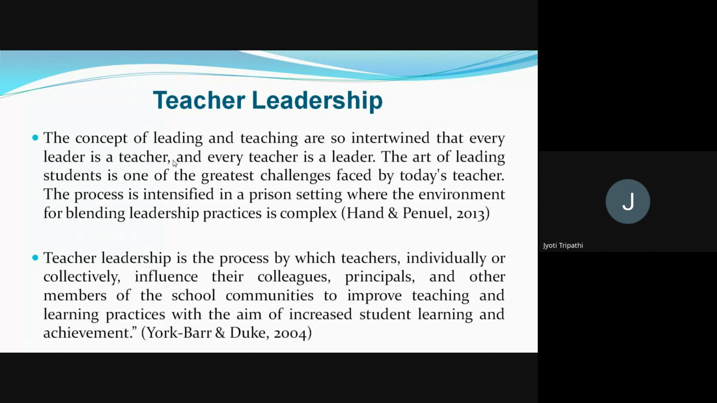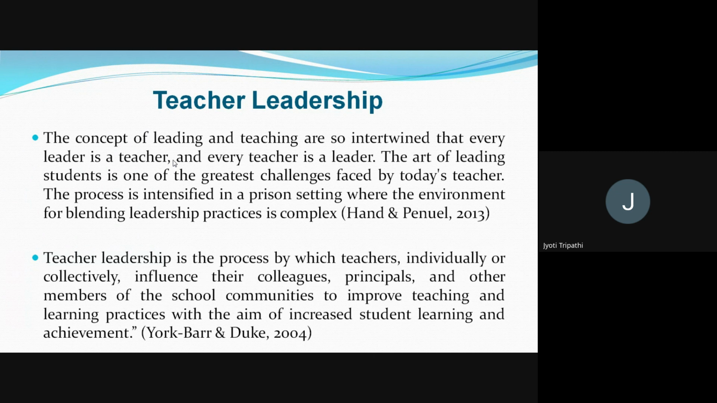Moving forward with the next definition of York, Barr, and Duke, which was given in the year 2004. According to them, teacher leadership is the process by which teachers, individually or collectively, influence their colleagues, principals, and other members of the school communities to improve teaching and learning practices with the aim of increased student learning and achievement.